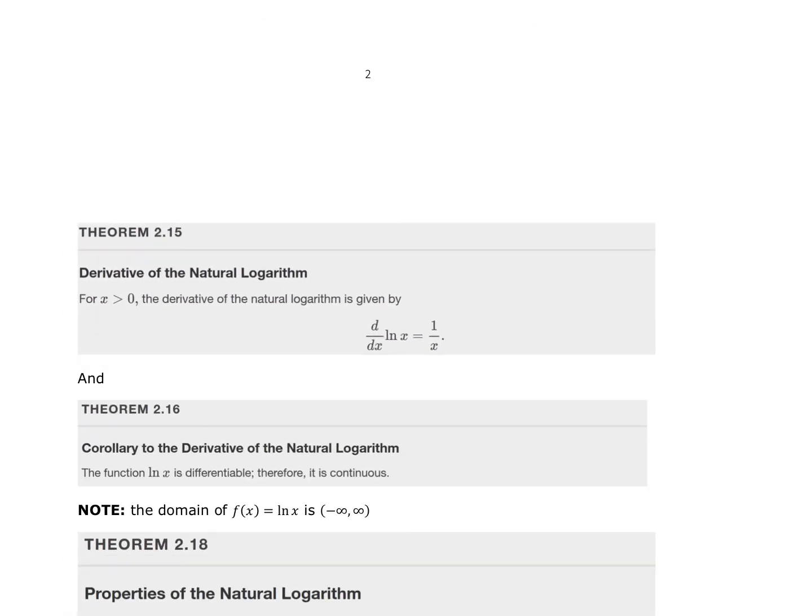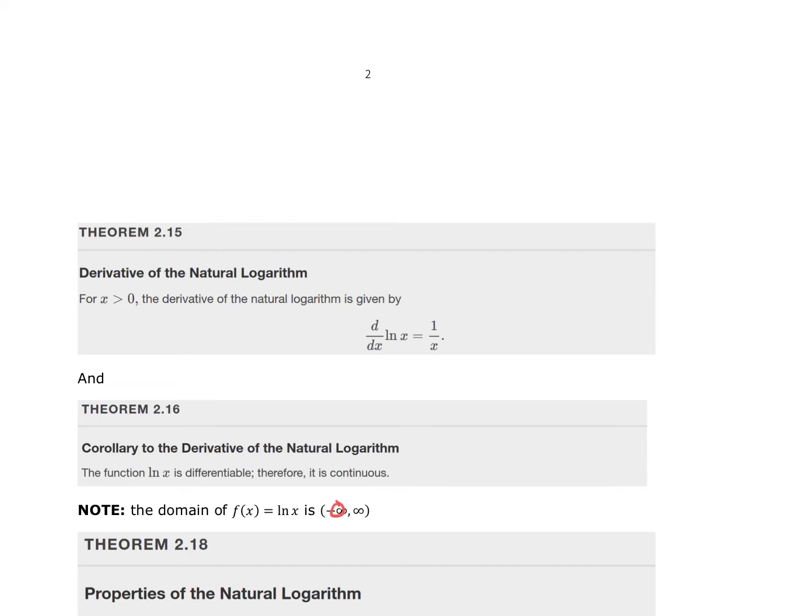So then we know that if we take the derivative d dx of the natural log of x, in other words, the derivative of the integration, we end up with 1 over x, and that comes from the fundamental theorem of calculus. We also get that the function L of x is differentiable, therefore it must be continuous. The domain of f of x equals natural log of x is 0, non-inclusive, so this is a typo. Let me fix this.